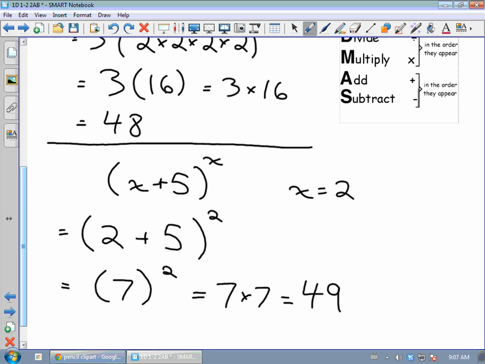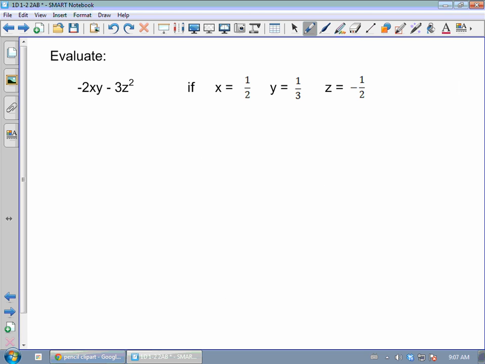So we'll do one last example here, which is a little bit trickier, involving fractions. Here we want to evaluate negative 2xy minus 3z squared if x is 1/2, y is 1/3, and z equals negative 1/2.